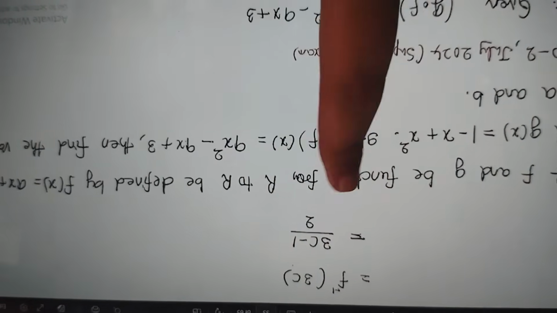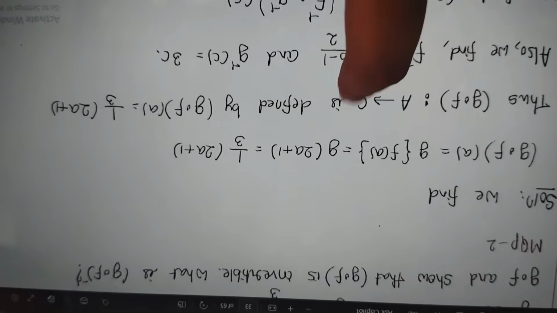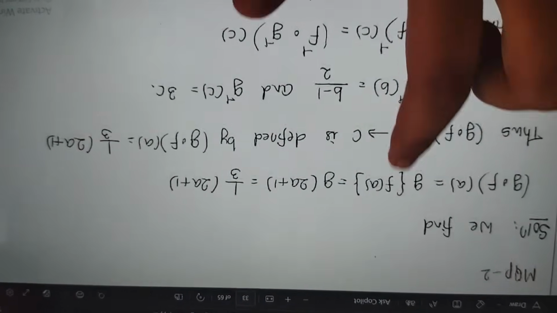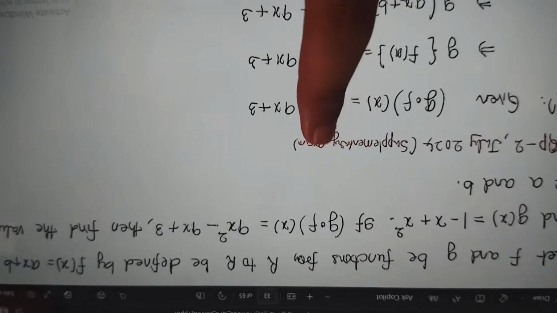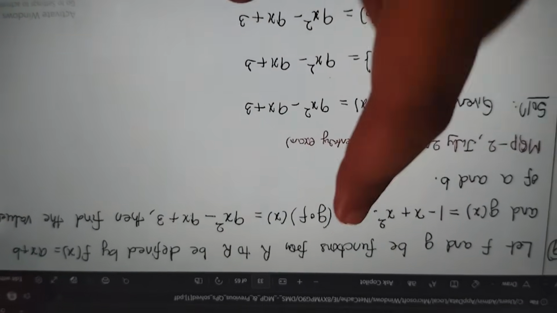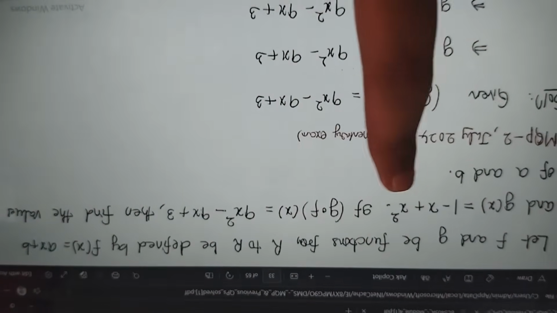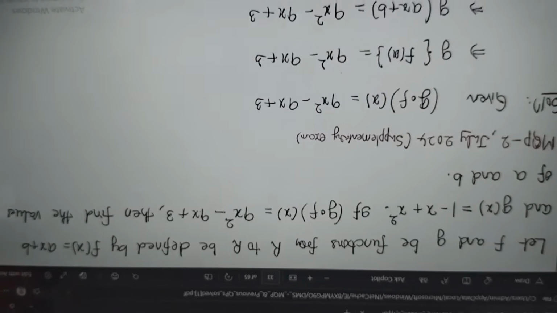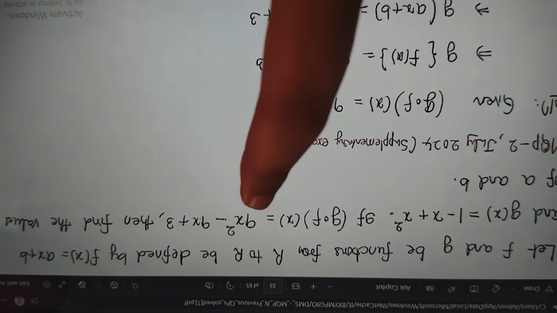See here, 3 minus 1, 2. Why 3c is, we are equating; they have told a to b, b to c. So then similarly for this question also, actually they have given two functions, we have to find the values of a and b.